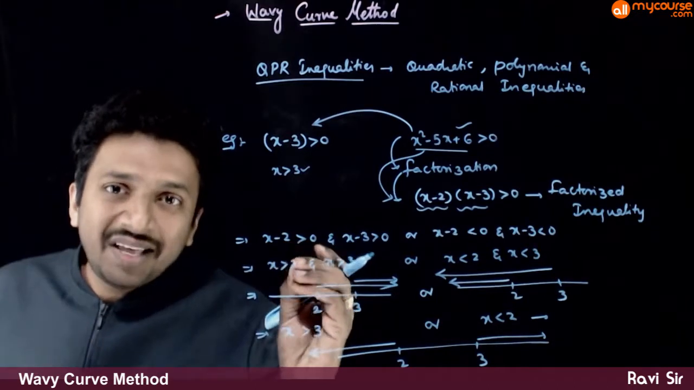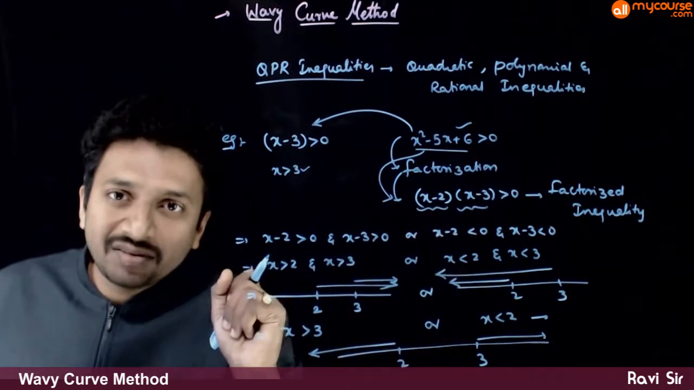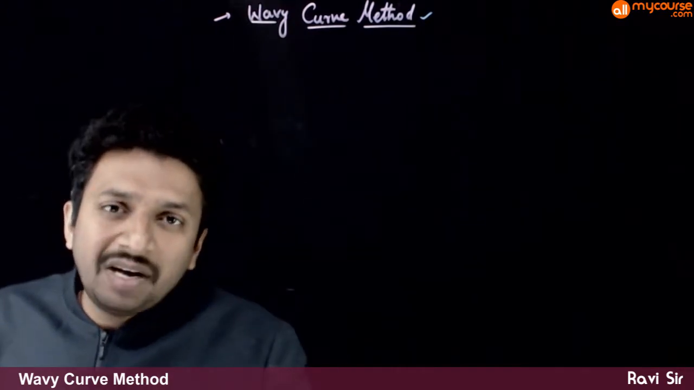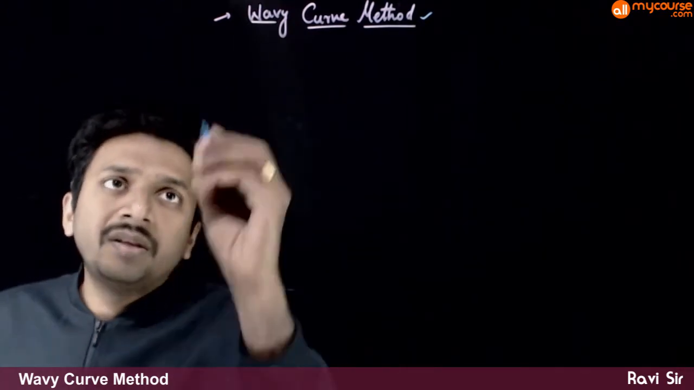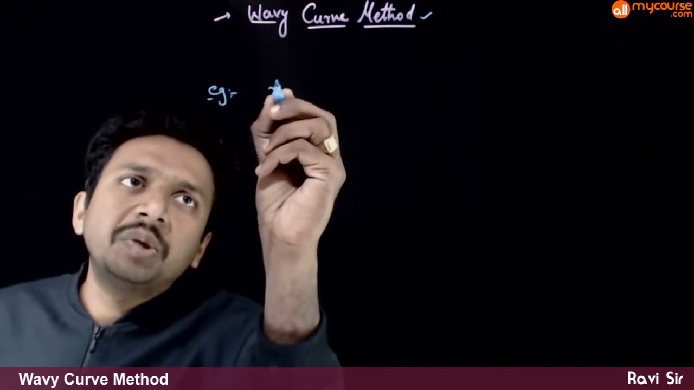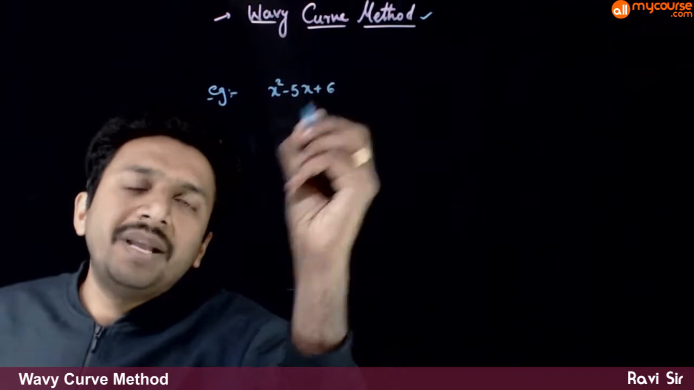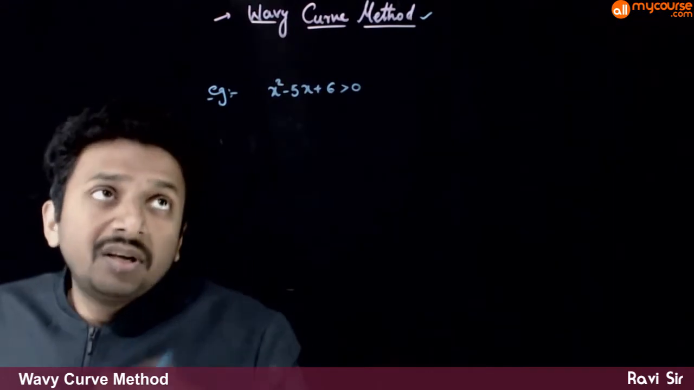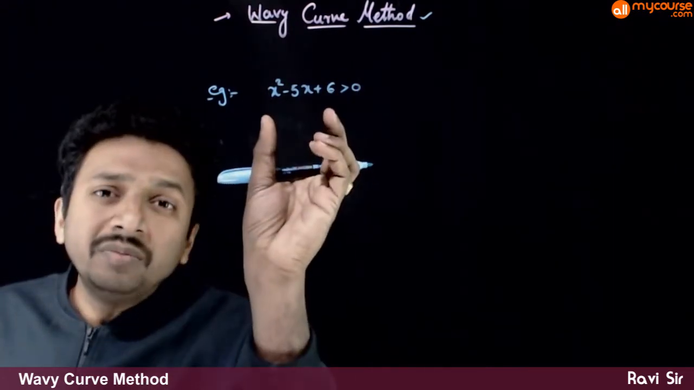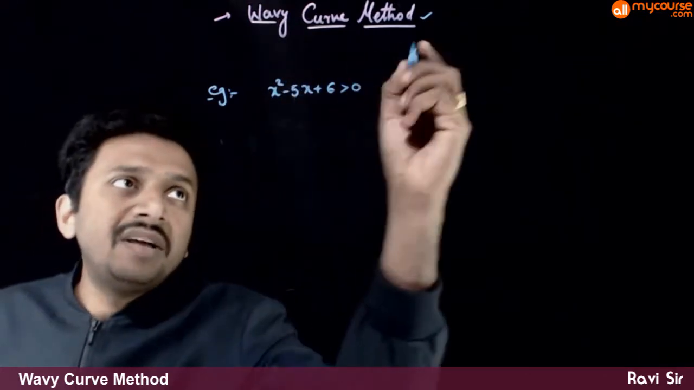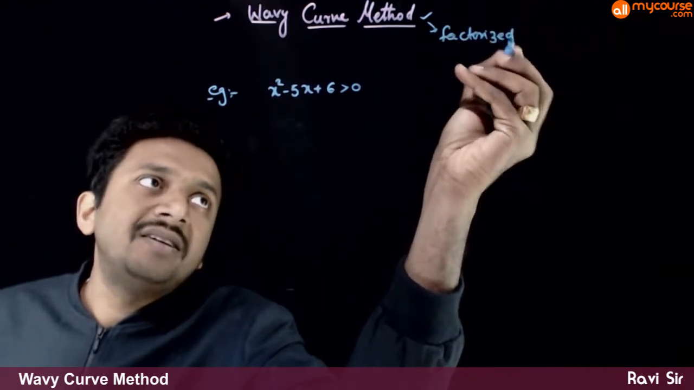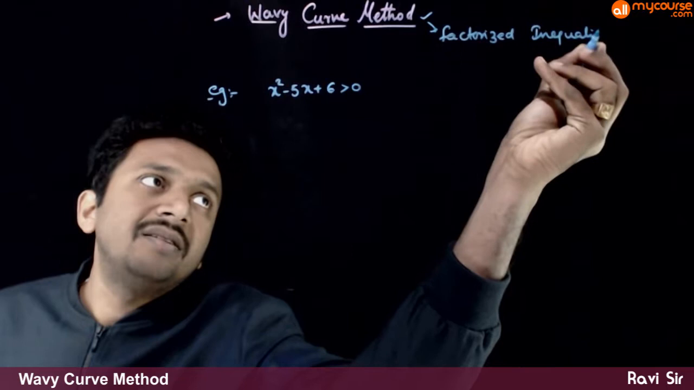So to do this consistently and easily without actually solving this, the wavy curve method is a shortcut method to do this. So now what is this wavy curve method? Let us try to understand this process. Let us take the same example, x square minus 5x plus 6 is greater than 0. Now, before using this wavy curve method, we need to factorize this inequality. The wavy curve method is a method to solve factorized inequalities. So you need to remember this.